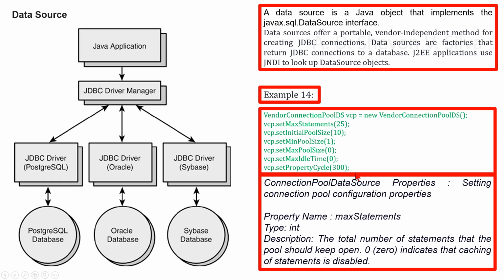Like data source implementations, the connection pool data source implementations must provide getter and setter methods for each property they support. These properties are typically initialized when the connection pool data source object is deployed. The code example here illustrates setting properties in a vendor implementation of the connection pool data source interface. Here we are setting connection pool configuration properties.